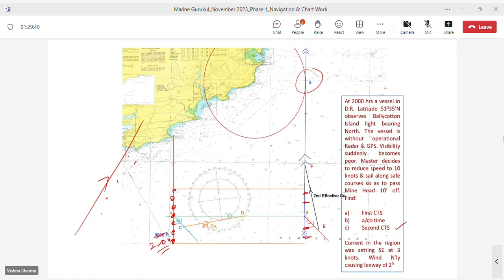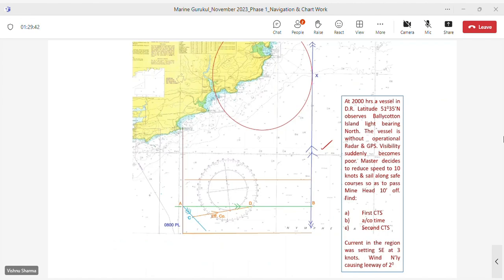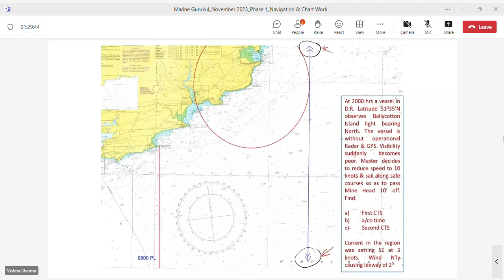Okay, now let's go back. Sir, I have a question in this one. Yeah, tell me. Sir, instead of going straight, I mean perpendicular, can we just draw a tangent to this circle 10 miles off? Or, for example, we can keep 5 miles more. We can draw another PC 5 miles.